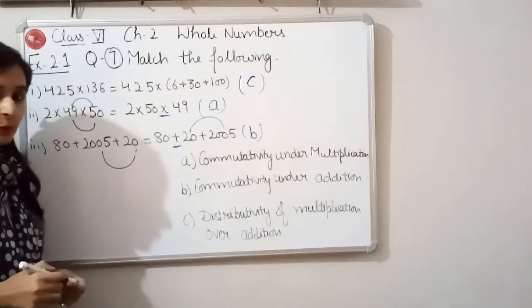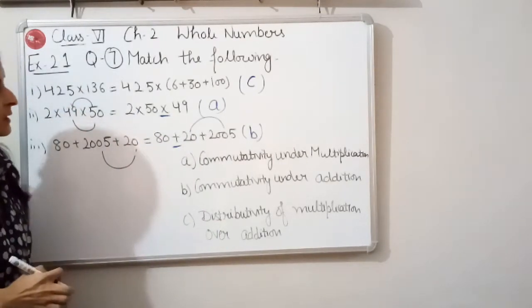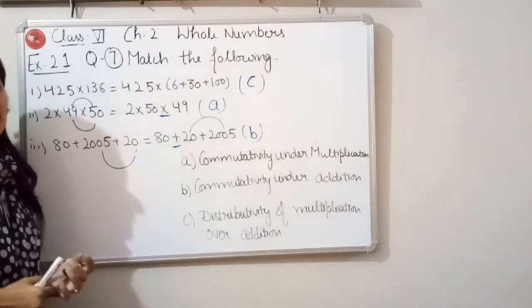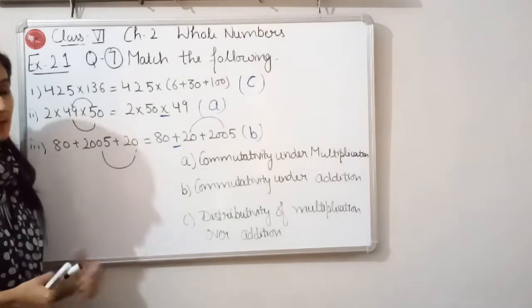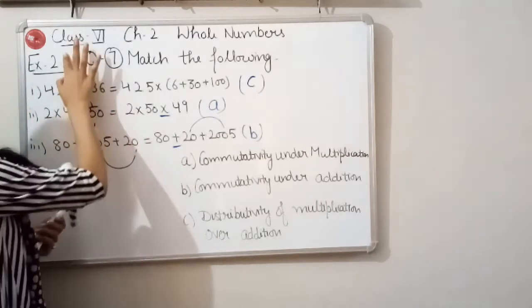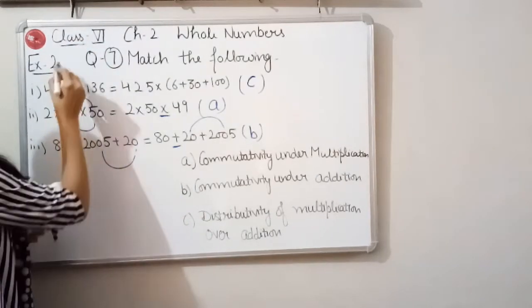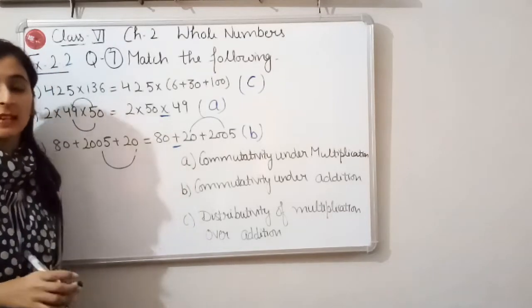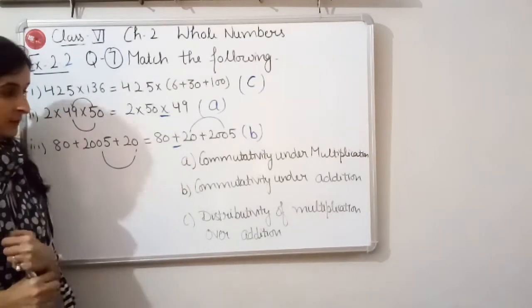Children, is it clear to you all? I hope it's clear to you. So now we have to start with the next exercise, that is exercise 2.3. This was the solution of question number 7 from exercise 2.2. Sorry, it's not 2.1, it's 2.2. Okay, and now we have to start with exercise 2.3.